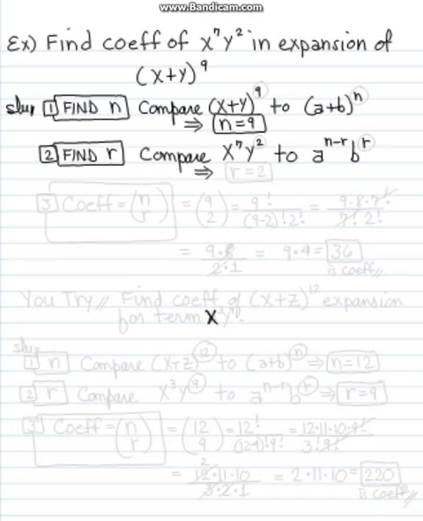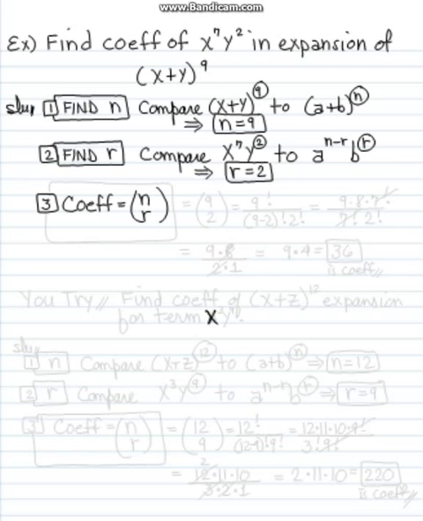But the point is that the r that we're looking for is the power on the second term in x to the 7th, y to the 2nd, because it's the power on b. So compare the power on y to the power on b. We have r equals 2. Okay, so we have our r value. Now we're ready to find the coefficient that they're asking for by doing n choose r.